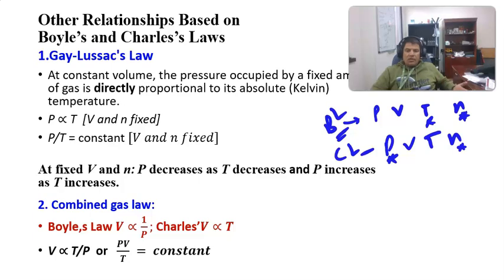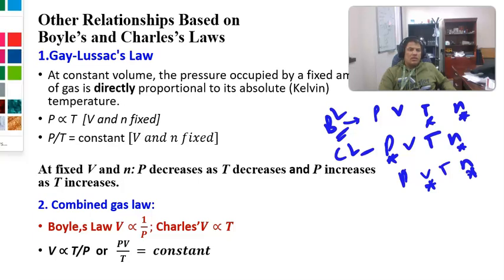And for Gay-Lussac's law, what remains? P, V, T, N. Gay-Lussac's law says that volume and the number of moles are constant. Then what happens? Pressure is directly proportional to temperature. If volume and the number of moles are constant, then what's remaining?